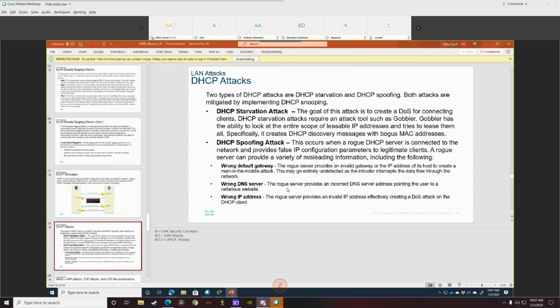Wrong DNS server: the rogue provides an incorrect DNS server address, pointing the user to a nefarious website, the wrong IP address, all that stuff to cause denial of service.